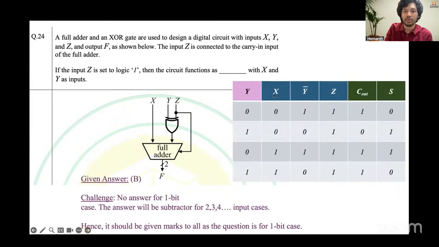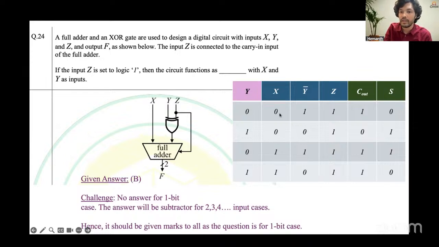So overall, this is the truth table for this circuit. By the way, whenever Z is 1, this XOR gate functions as a NOT gate, and hence that is the reason why I didn't show the XOR logic here. I simply complemented Y. So I have taken Y as 0101 and X as 0011. With that, we have all combinations of X and Y: 00, 01, 10, 11. When Y is 0, Y bar is 1, and when Y is 1, Y bar is 0, and so on.